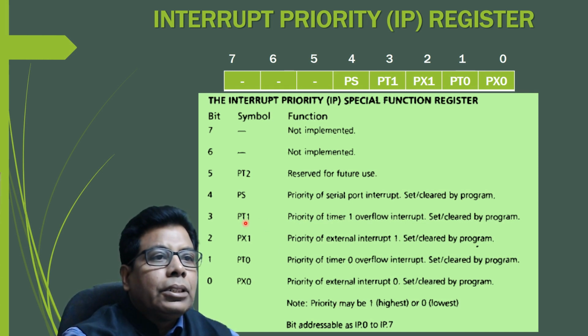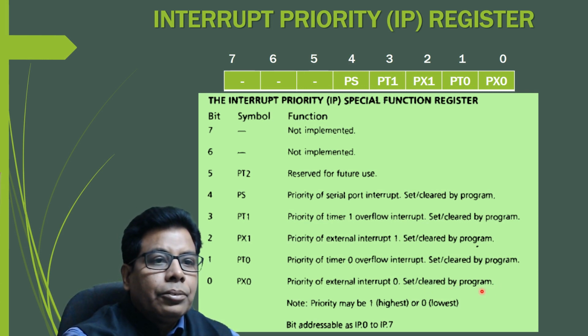Then this is the priority of timer 1 overflow interrupt, set or cleared by the program. Then PX1, priority of external interrupt 1, set or cleared by the program. Then next is PT0, priority of timer 0 overflow interrupt. And then next is PX0, priority of external interrupt 0, set or cleared by the program.